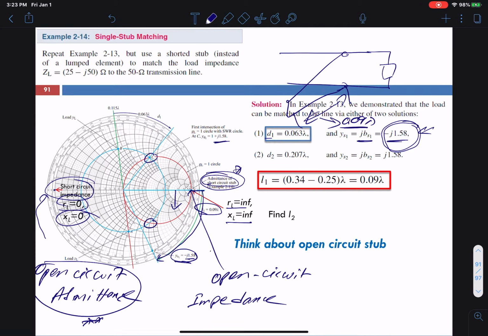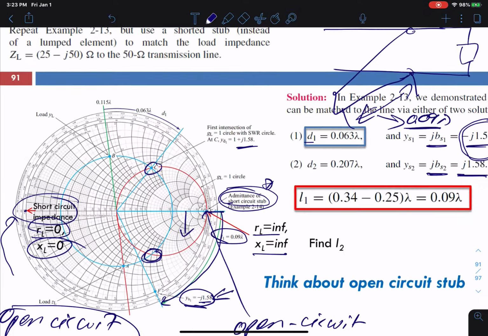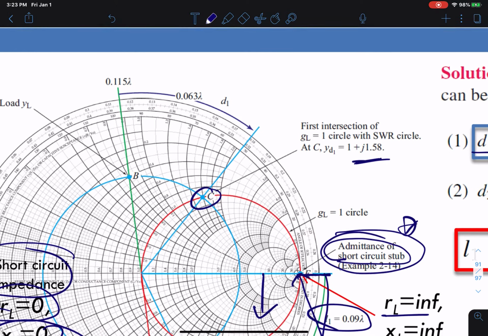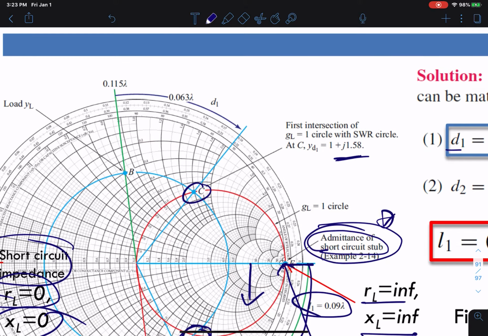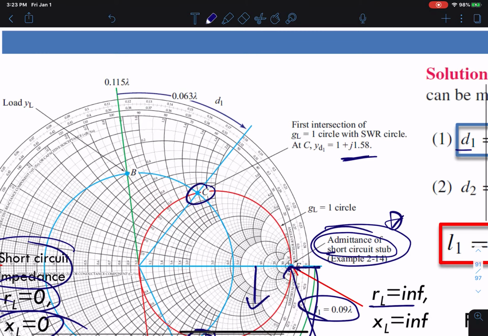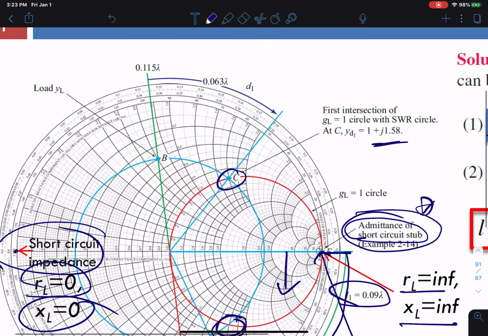Negative j 1.58 admittance in normalized value, right? That's what it's saying. Okay, so now if we use this point over here, that point, your value will come positive 1.58. That positive value you need to find somewhere else over here. Let's find positive 1.58.